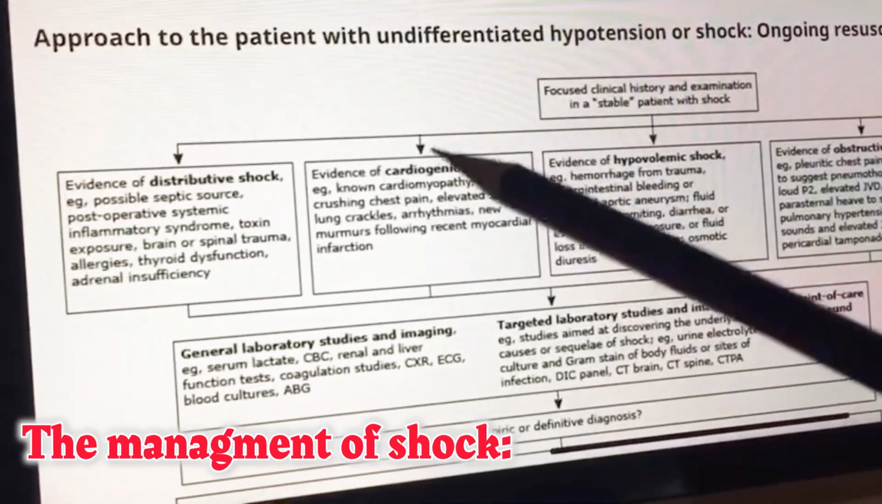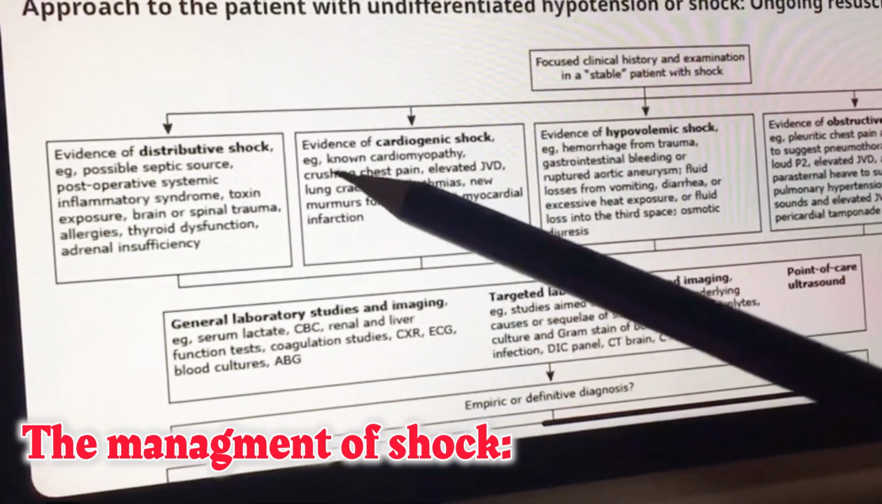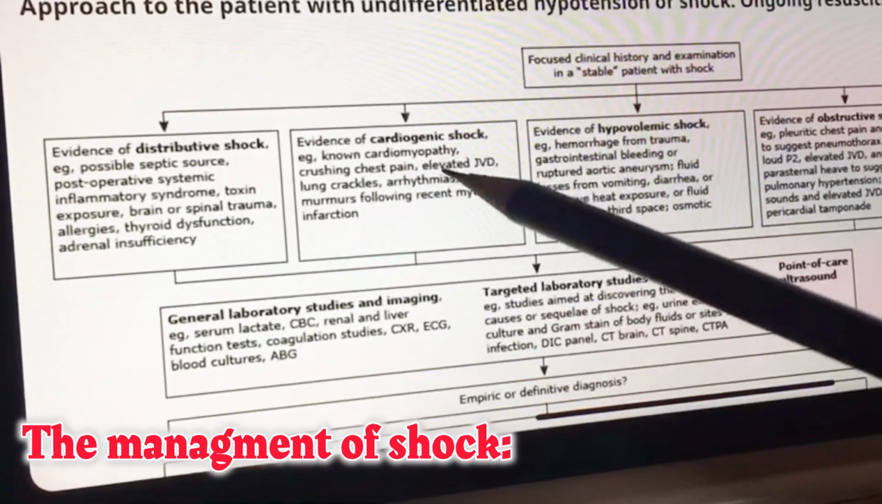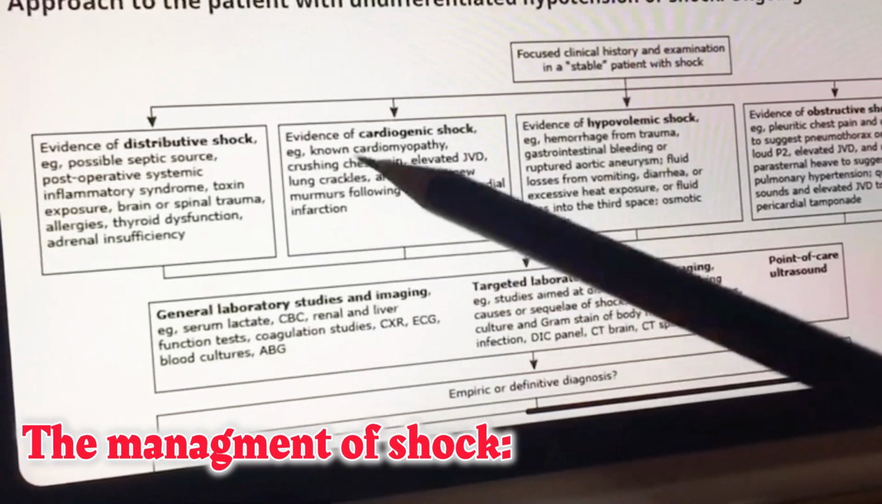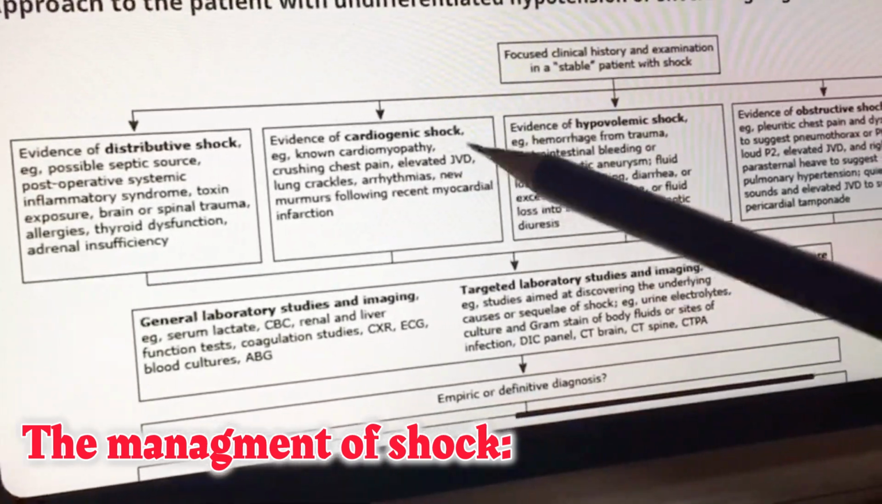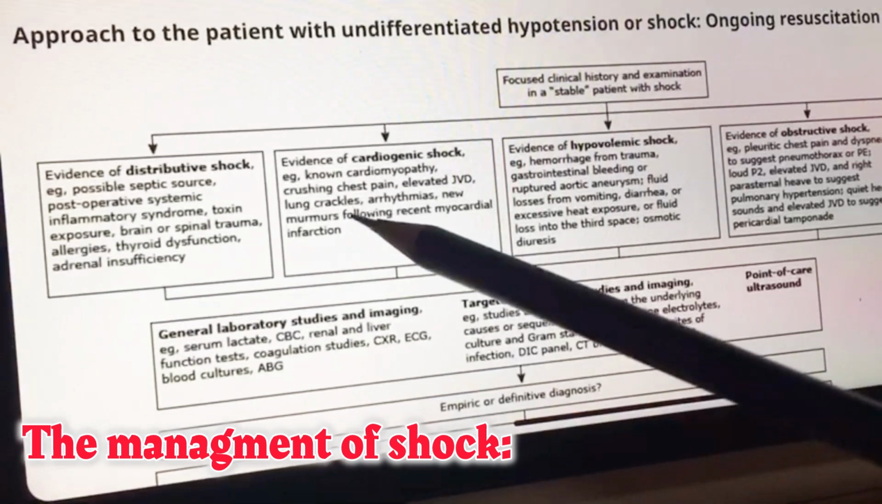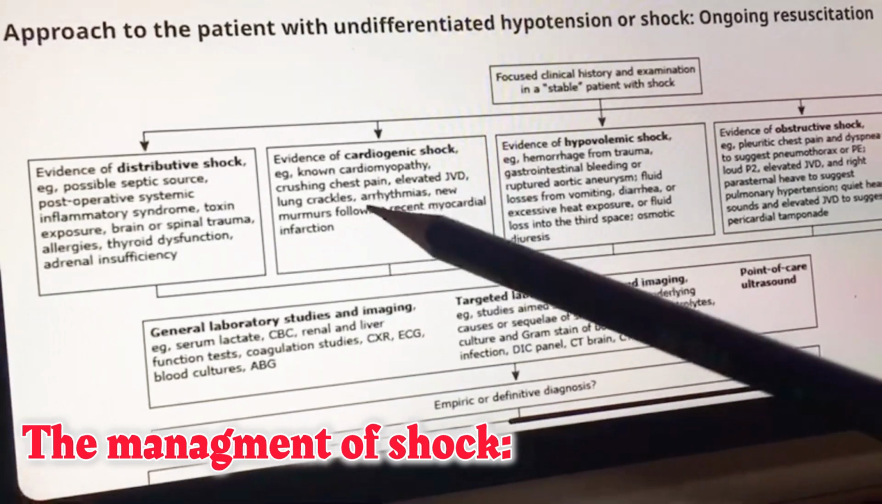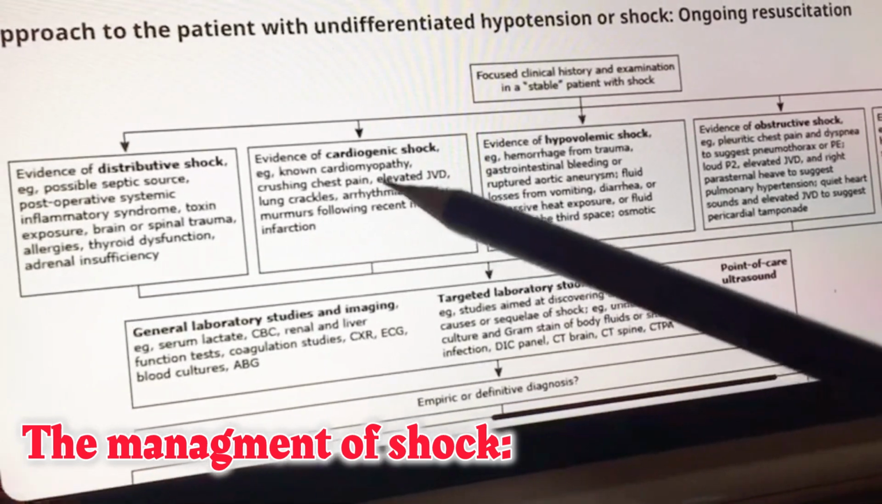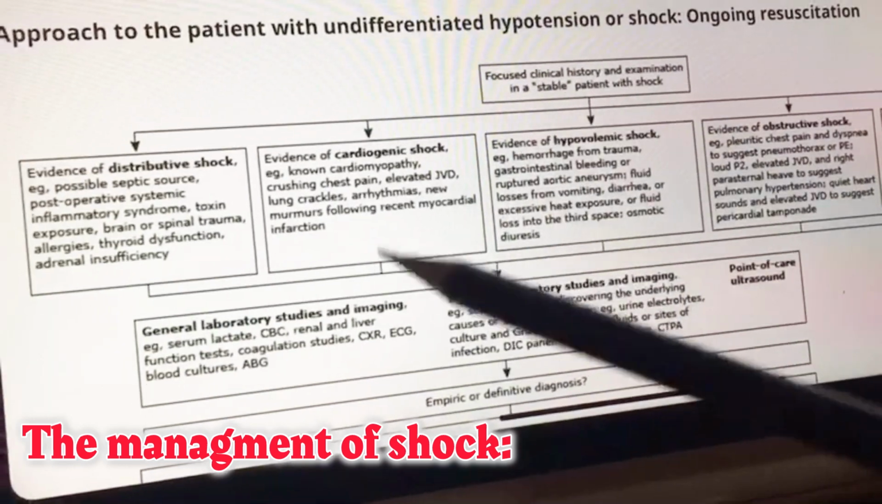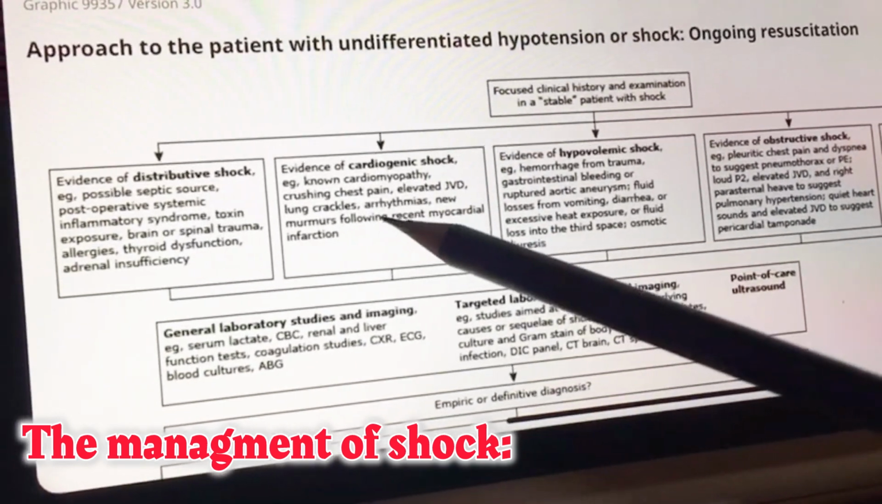What about cardiogenic shock? If there is a known cardiomyopathy in the history, signs and symptoms of myocardial infarction, crushing chest pain, also elevated JVD, jugular venous distension, or lung crackles on auscultation, we must do an ECG in any patient coming with shock, looking for arrhythmia, and so on.